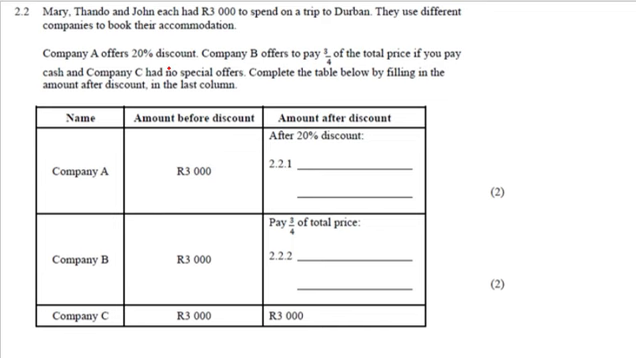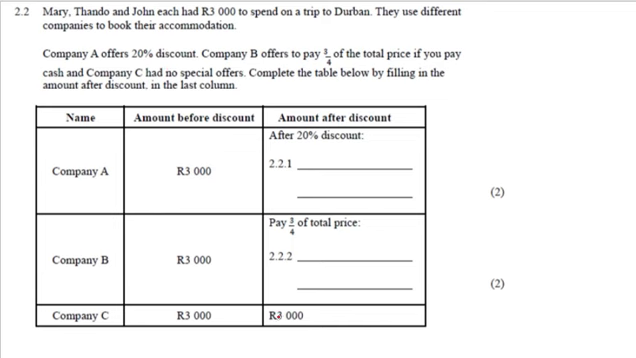But anyways, company B offers to pay 3 over 4 of the total price if you pay cash. So company B offers to pay a fraction of 3 over 4. I remember I told you that sometimes they will not give you a discount of a percent. They might give you a fraction sometimes. So look at how company B gave a discount of 3 over 4. Okay. So company C had no special offers. That means they had no discounts.